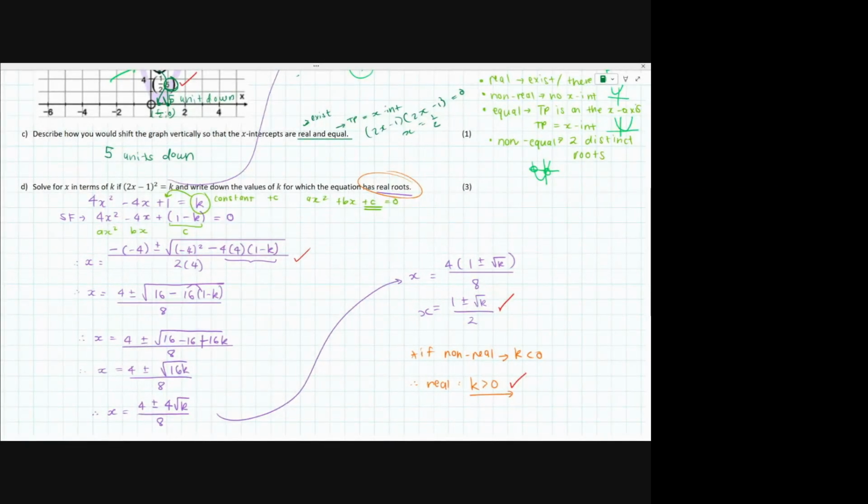Toriso? Ma'am, if I used a different method, such as instead of doing the quadratic formula, I square rooted both sides, and then I took minus 1 to the other side, making it plus or minus square root of k plus 1. Then I divided both sides by 2, making it 1 plus or minus root k over 2.